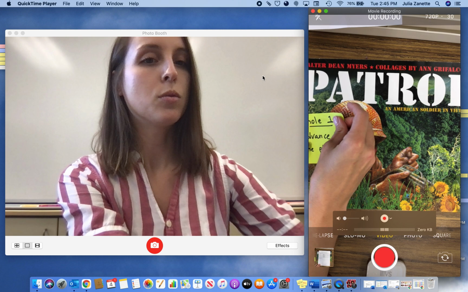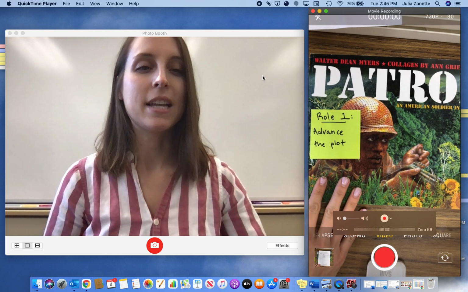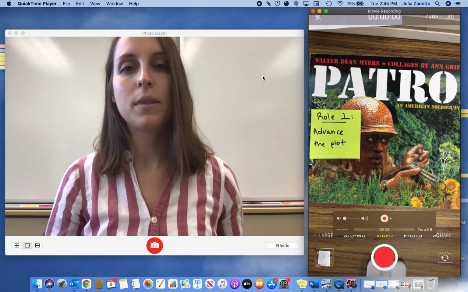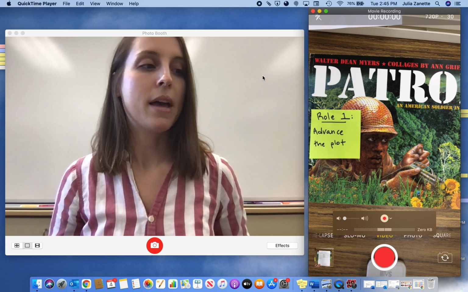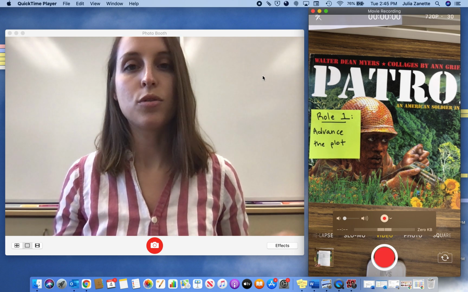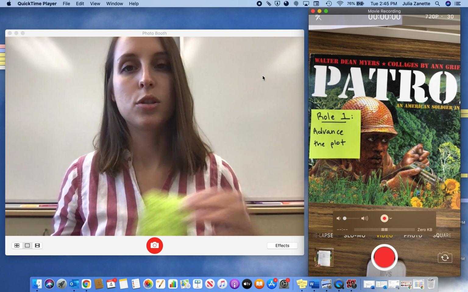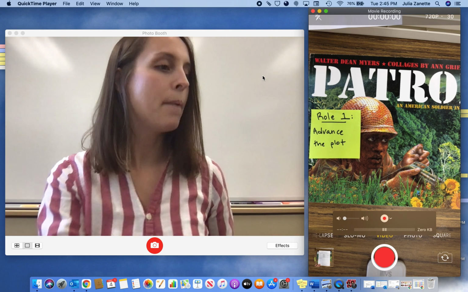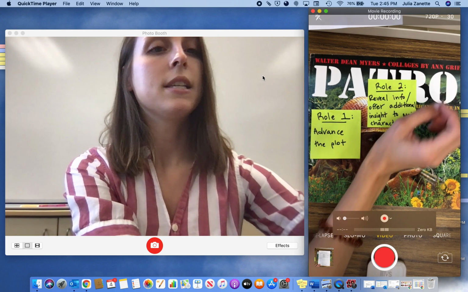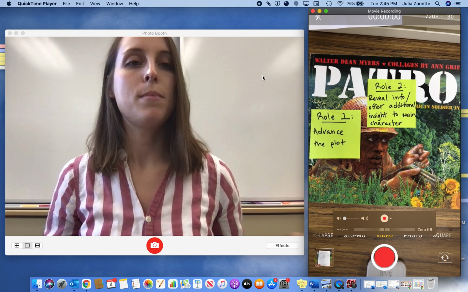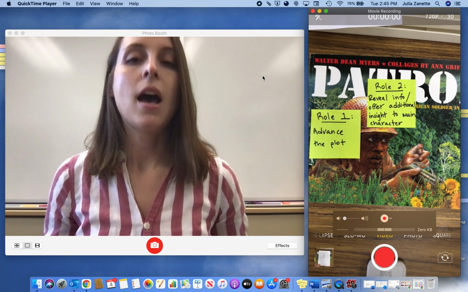The first one is that they help to advance the plot. So they do something or say something that causes the plot to head in a new direction, the main character to change course, something like that. The second role is that they reveal additional information or insight into our main character.